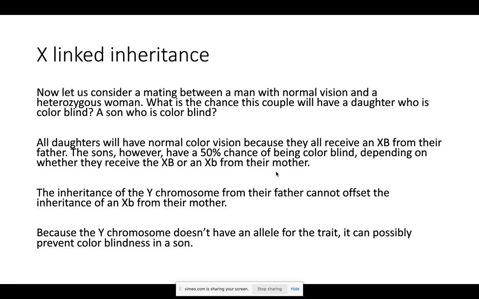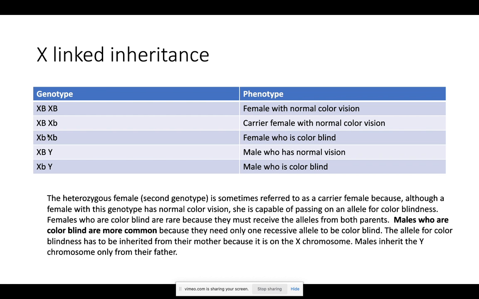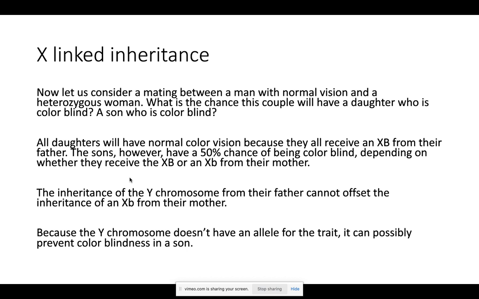And again, we can kind of see that in this picture by the heterozygous phenotype. The inheritance of the Y chromosome from their father cannot offset the inheritance of an Xb from their mother. Because the Y chromosome doesn't have an allele for the trait, it cannot possibly prevent colorblindness in a son.